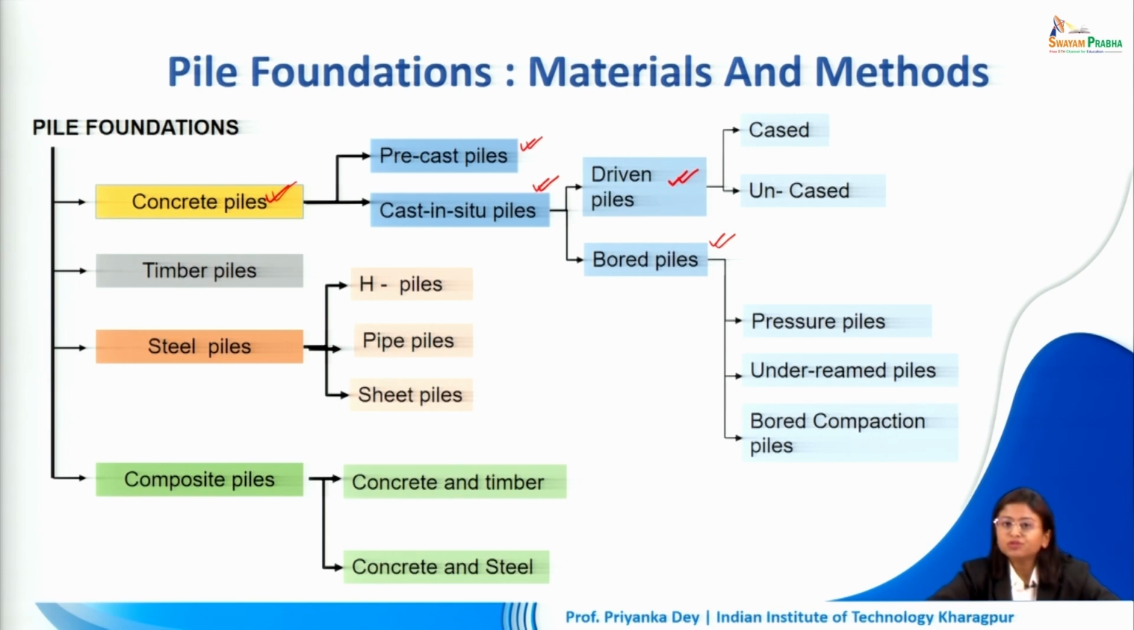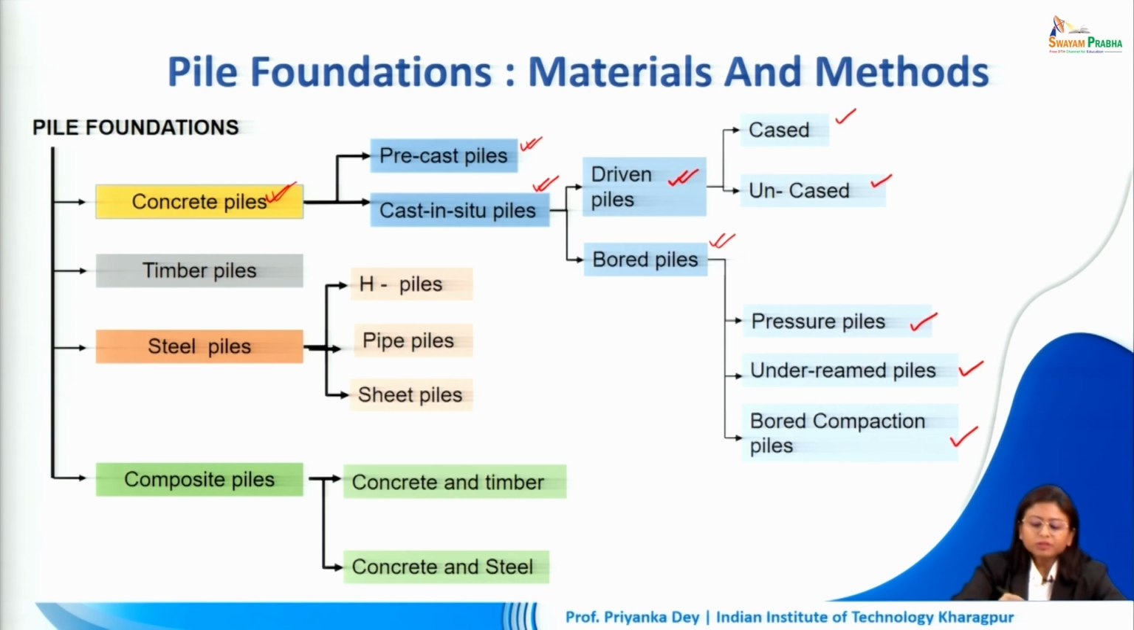Now bored piles and driven piles can each be further subdivided. Driven pile can either be cased or uncased. What do we mean by this? Cased means that the pile has a certain casing or a covering, a surface that basically separates itself from the ground. The uncased piles do not have any casing. Bored piles can be further subdivided into pressure pile, under-ream pile and bored compaction pile. One of these terms should be familiar to you, under-ream pile foundation, that we studied in the last lecture when we were visiting the type of foundation used in black cotton soil. Today we are going to look at it in detail once again.